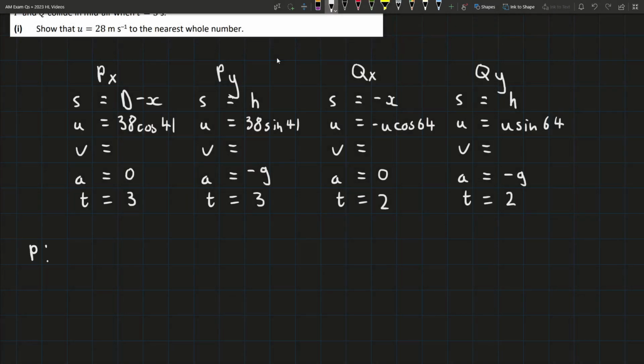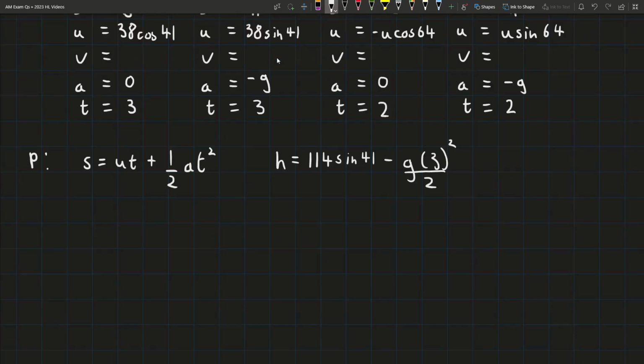We'll write P, and we use the equation s equals ut plus a half at squared. So we'll have h equals 3 times 38 sin 41, so that's 114 sin 41. That's just ut, minus, because we have minus acceleration, g, times t squared, which is 3 squared over 2. Now we'll just simplify this, because we can put all this into one value on our calculator. That's about 30.691 meters. That's what h is.